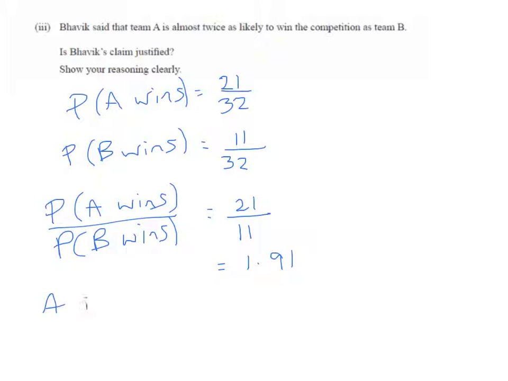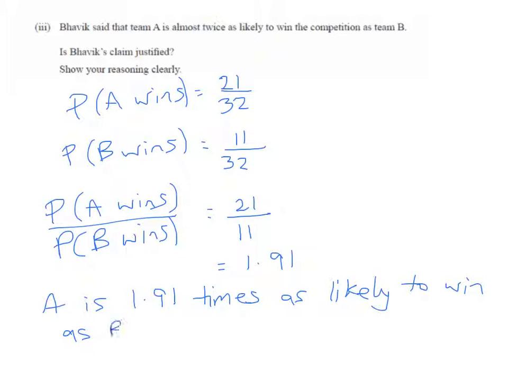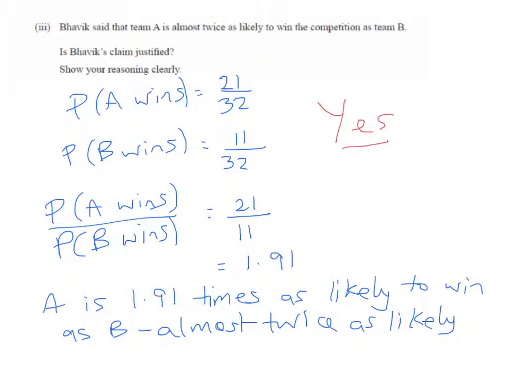So A is 1.91 times as likely to win as B, almost twice as likely. So we conclude, yes, his claim is justified. Now, that was an excellence question for this question of the 2013 paper.